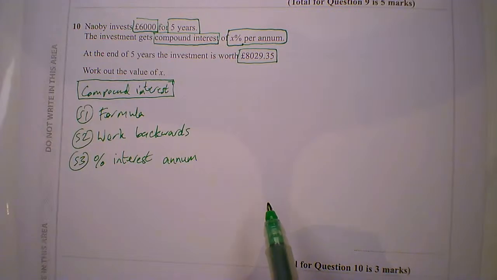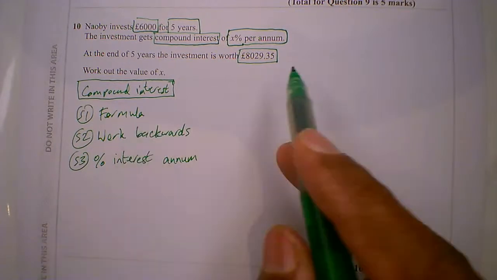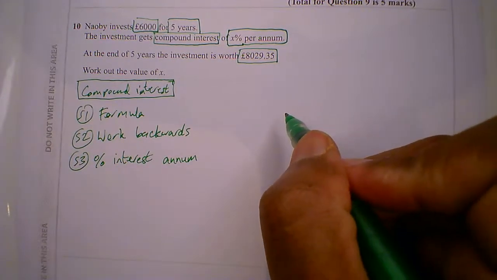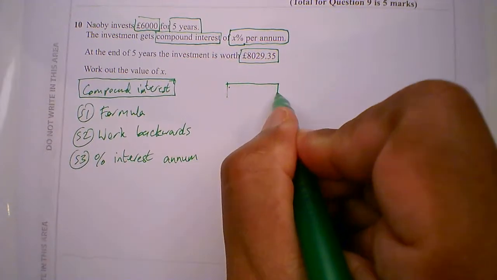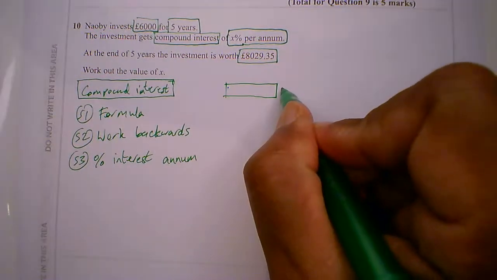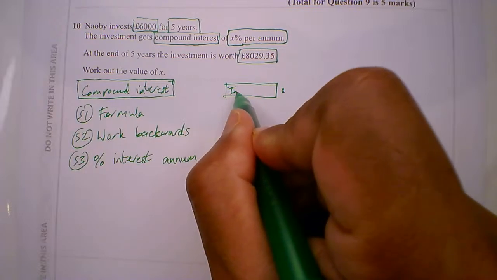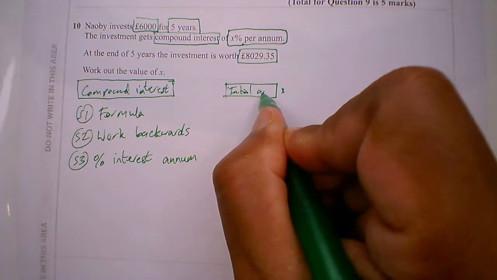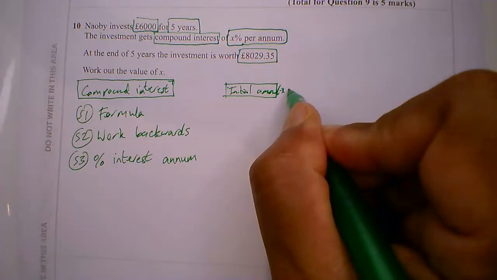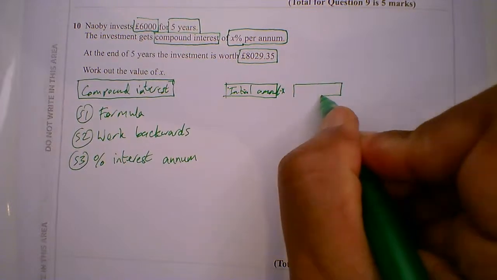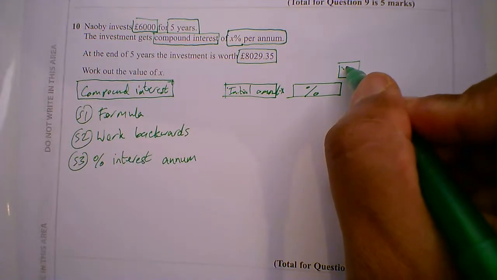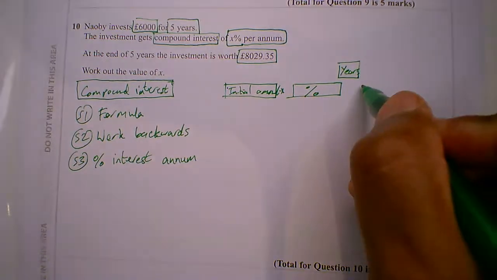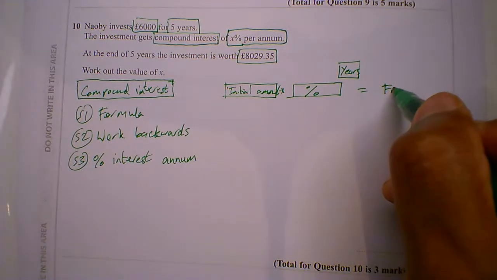So what's the formula for compound interest? I usually have my initial amount, and I multiply it by a compound interest percentage, raised to the power, which is years or time, and then it's my final amount.